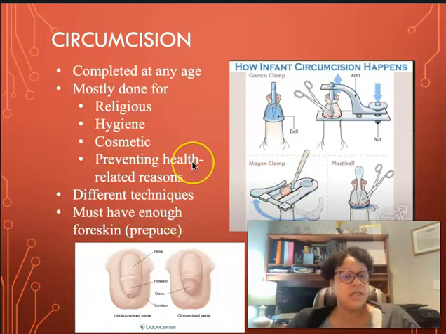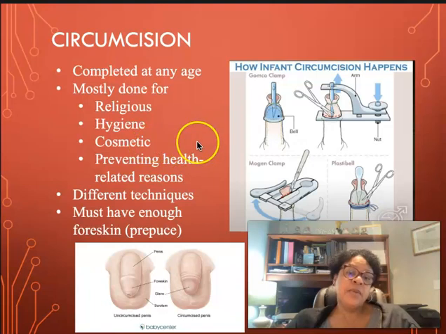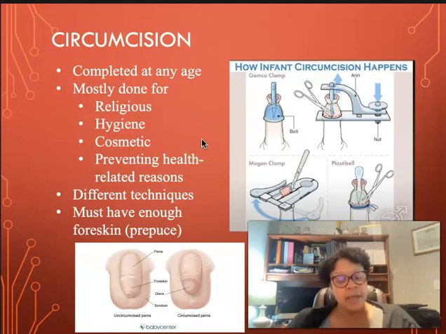So hygiene is really, really important if a child is discharged from the hospital and they choose not to have a circumcision done. That needs to be in the discharge education. Cosmetic reasons, I think, are one of the big ones that I've seen. First of all, they don't want to deal with it when they leave, and they also do not want their child to not look like daddy. So they know that circumcision is something that needs to be done.